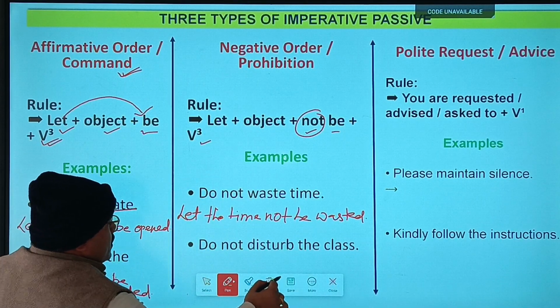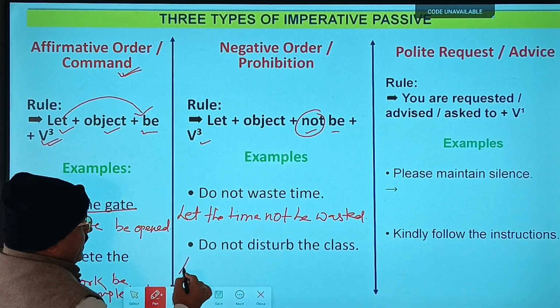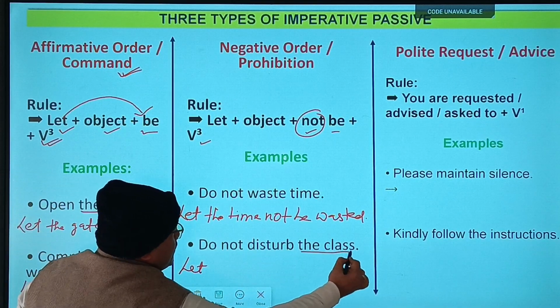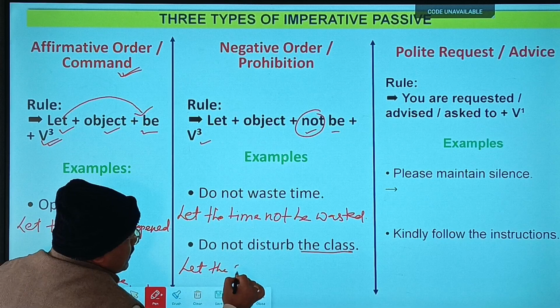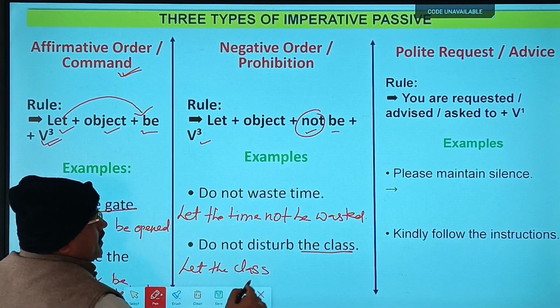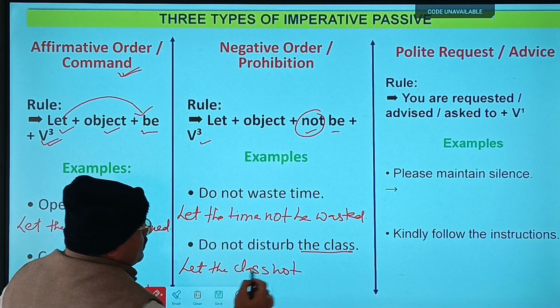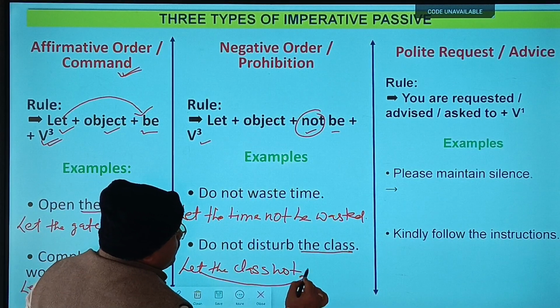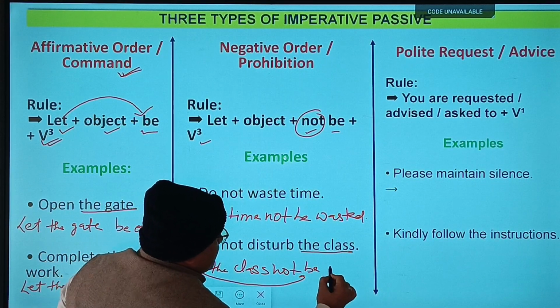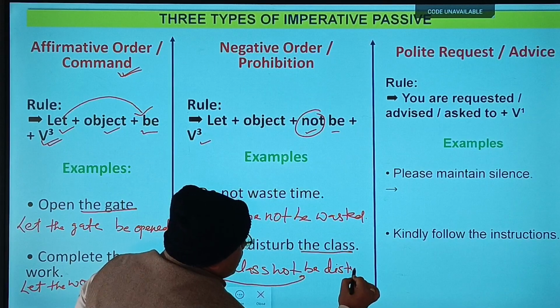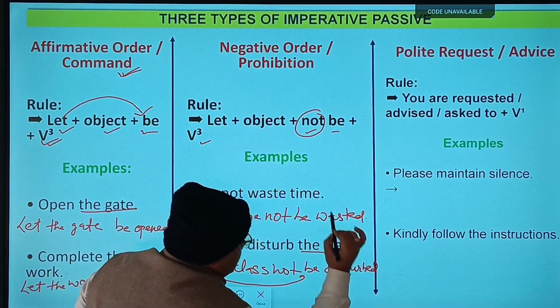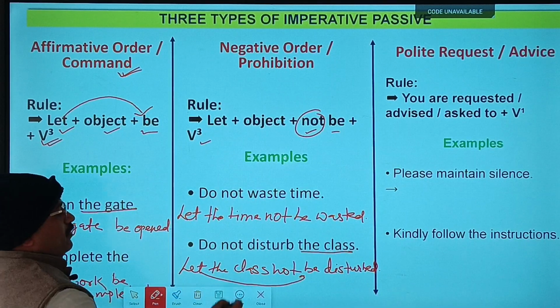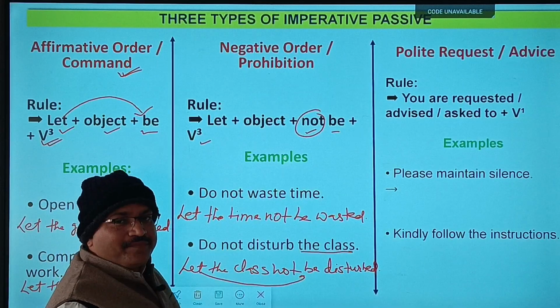Okay. Do not disturb the class. Let, object is what? The class. Let the class not. Then let will take what? Be. Then disturb v3. Let the class not be disturbed.